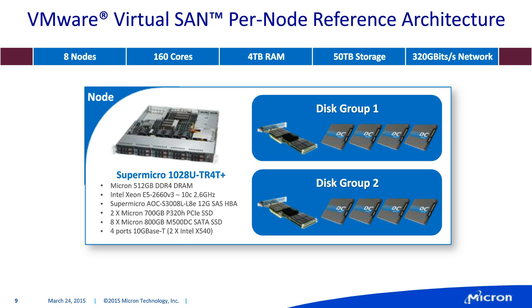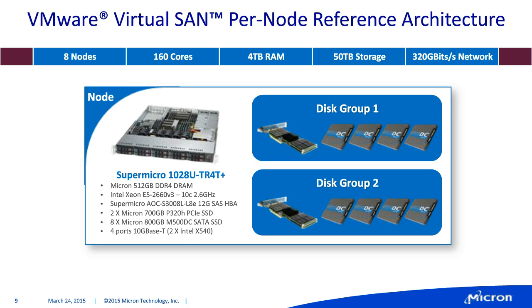We have these devices installed, and if we look at the vSAN in aggregate, the specs appear on the ribbon across the top. 8 nodes with a total of 160 cores. Across those 8 nodes, we have a total of 4 terabytes of DRAM, 50 terabytes of storage, and 320 gigabits per second of network bandwidth. A recorded version of this will be available, so don't sweat scribbling down all the details on what went into the Supermicro unit. When you get the link, you can download this and take a look.